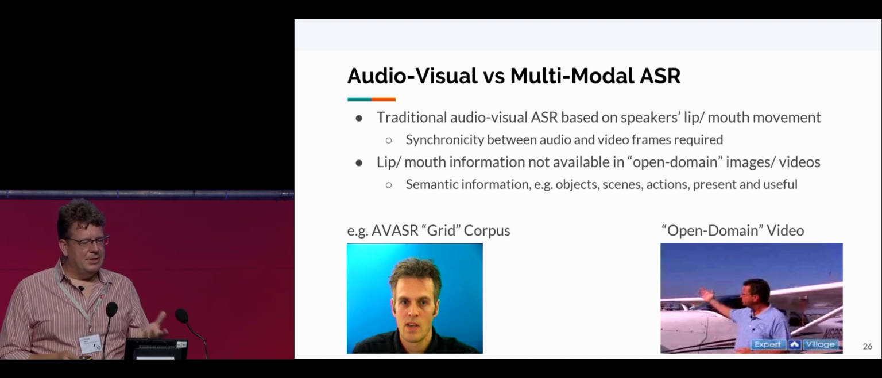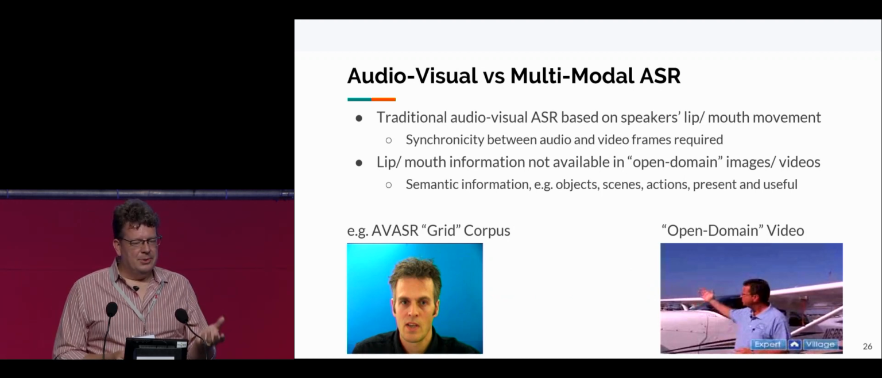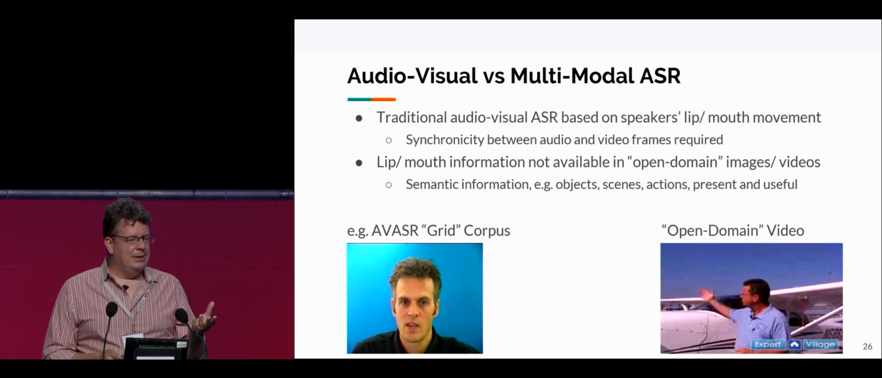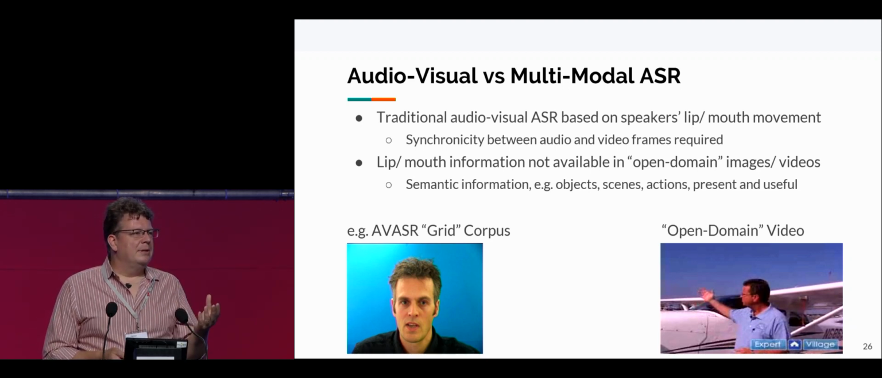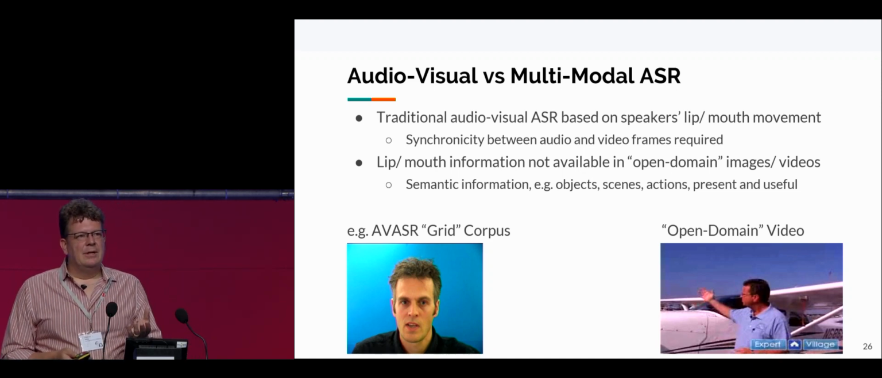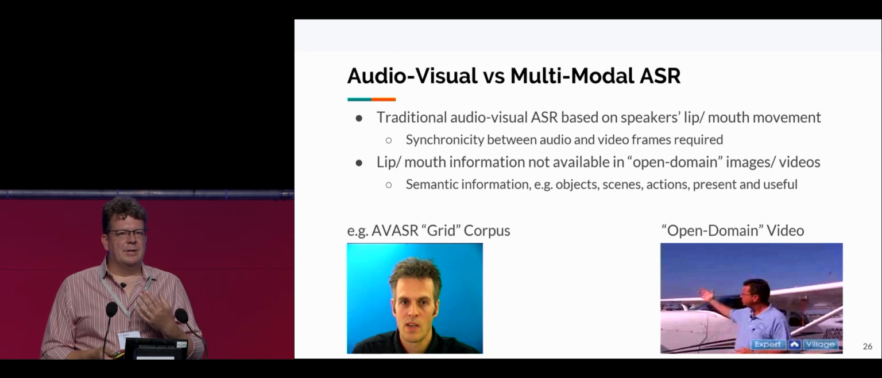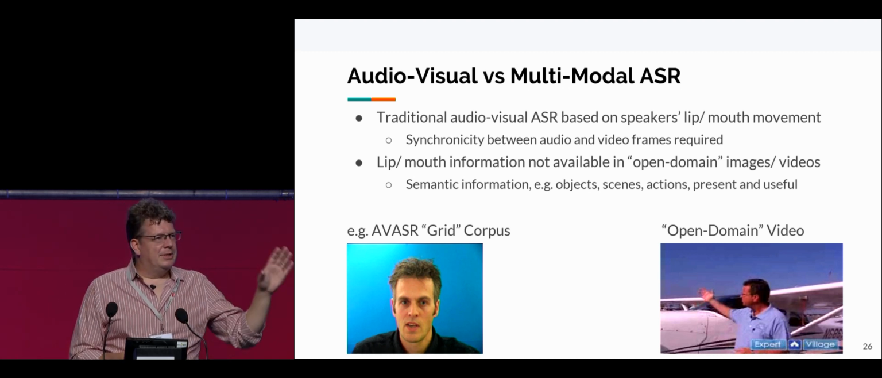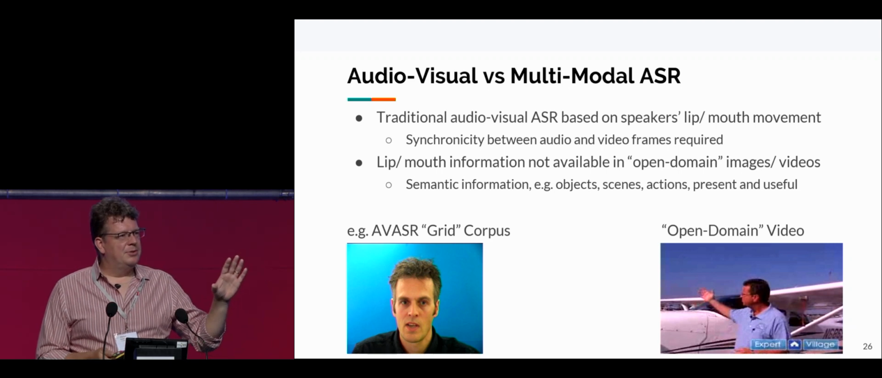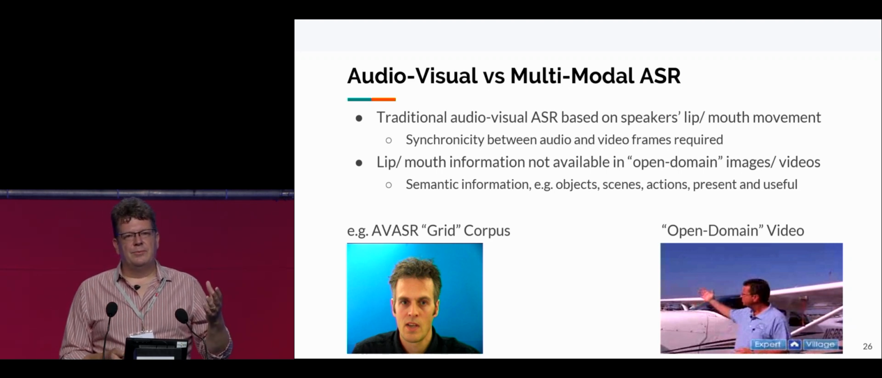I want to make the distinction here between audiovisual ASR, which is sort of lip reading, and multimodal ASR, where we're extracting information from the image in a semantic space and using this to adapt the recognizer. So we can adapt a speech recognizer on objects that I see in an image rather than lips that move in sync with the audio.